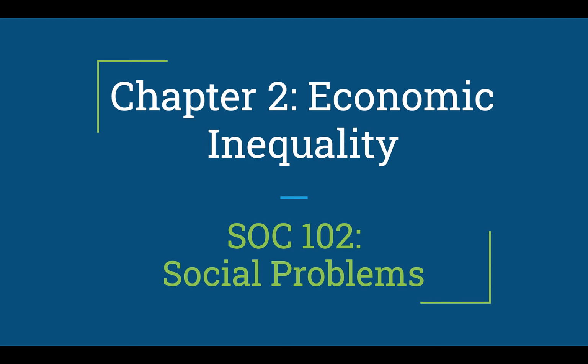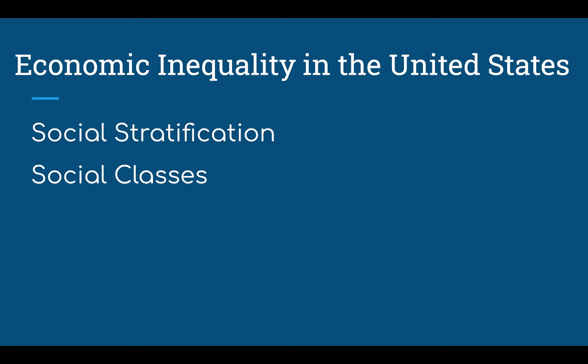This is Chapter 2, Economic Inequality, from Social Problems, Social 102. Okay, so in this lecture, we're going to look at economic inequality and really look at it from the positionality of social stratification. So social stratification is a society's system of ranking categories of people within a social hierarchy.